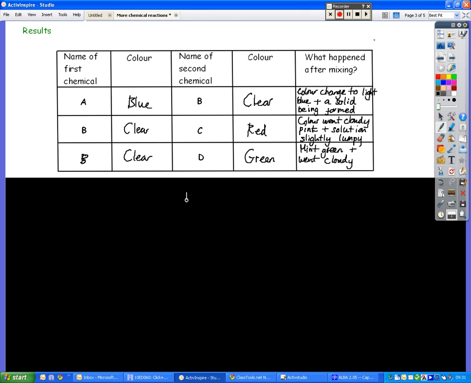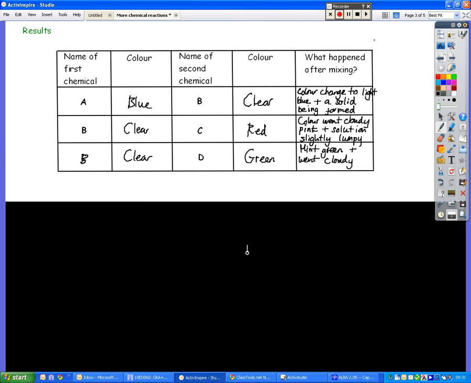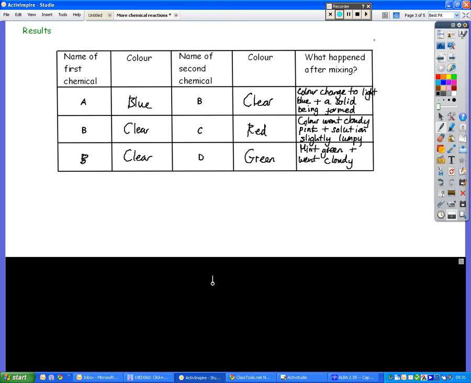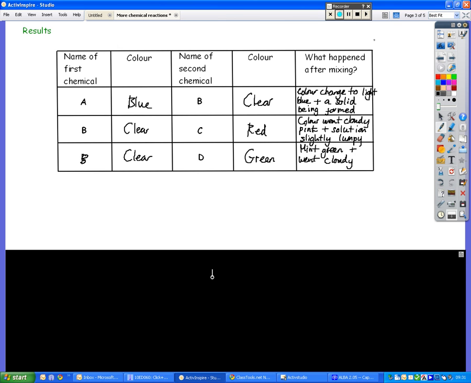Last of all, we mixed B and D together. We had clear and green, and we got a mint green that went cloudy, so we've got some kind of change in appearance. So in all 3 of these, we've got a change in appearance, or we've got some sort of solid being formed, which we could also class as an energy change, because there's an energy change involved in changing a liquid into a solid.